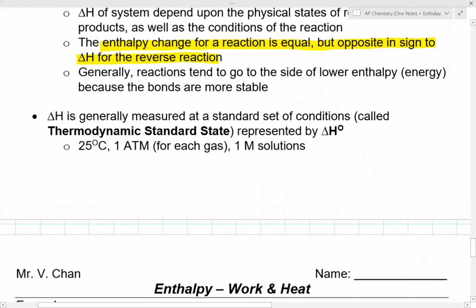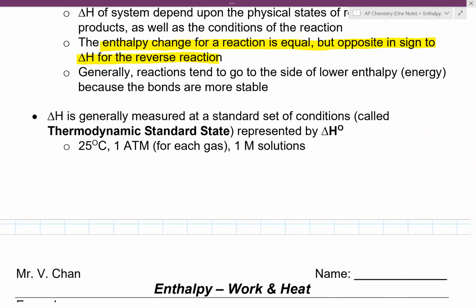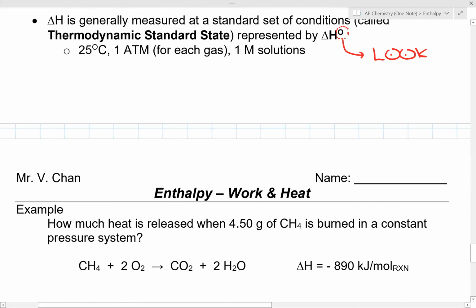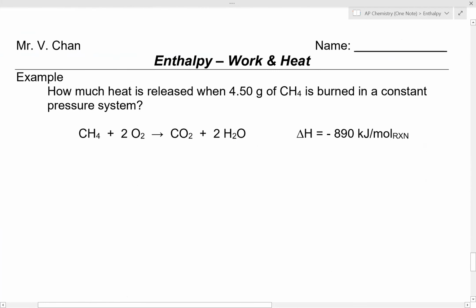Delta H is generally measured at a set of conditions called thermodynamic standard state, and what you will notice is it's represented by this little circle here. Thermodynamic standard state represents 25 degrees Celsius or 298 Kelvin, 1 atmosphere for each gas, and 1 molarity for solutions. Now, let me give you a typical example of how we can do this.